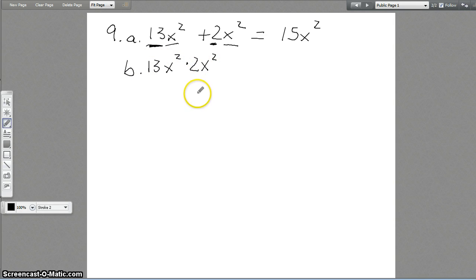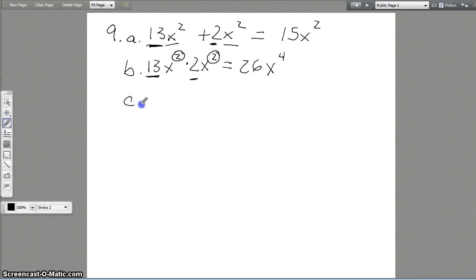Now we can always multiply. When we're multiplying, we're going to take the coefficient of one and multiply it by the coefficient of the other. So 13 times 2 is 26. That is our new coefficient. And then we're going to write down our x, and the power on the x is going to be the sum of our degrees. So we're going to take 2 and 2, add those together to get 4. So we have 26x to the 4th.